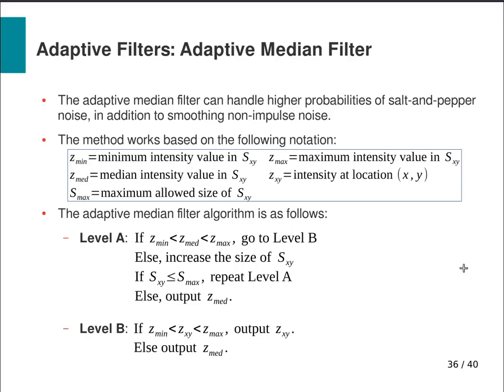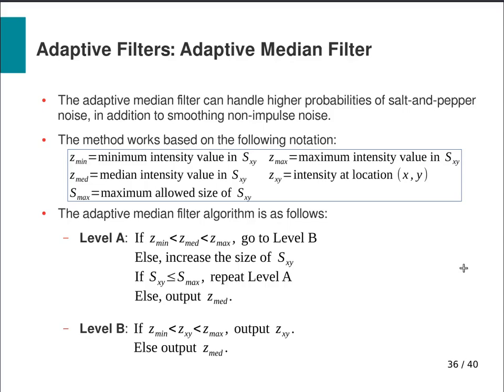We have Z min, which is the minimum intensity value in the neighborhood SXY. We have Z med, which is the median intensity value in the neighborhood SXY. We have S max, which is the maximum allowed size for the neighborhood SXY. We have Z max, which is the maximum intensity value in the neighborhood SXY. And finally, we have ZXY, which is the intensity at location XY.